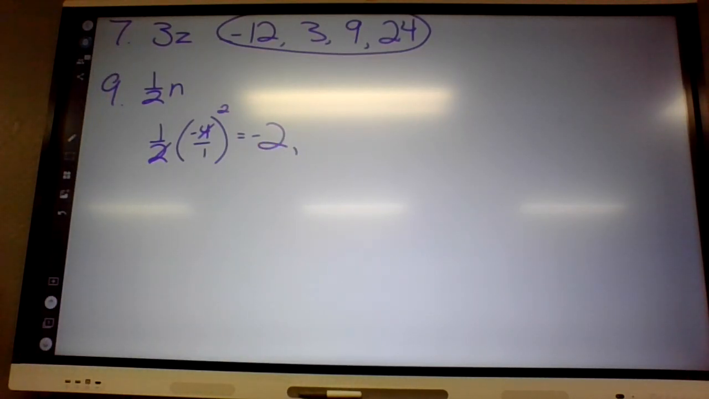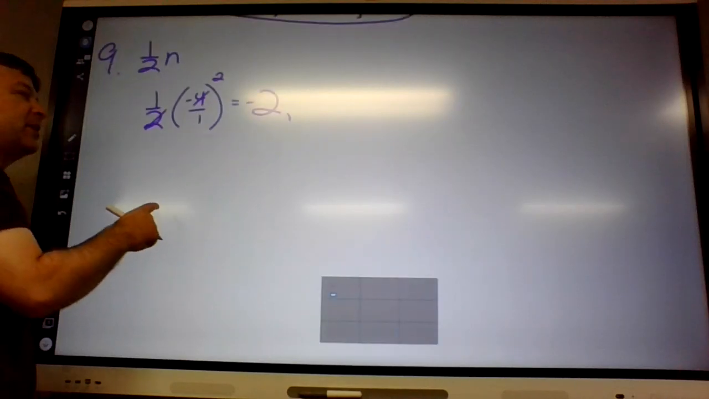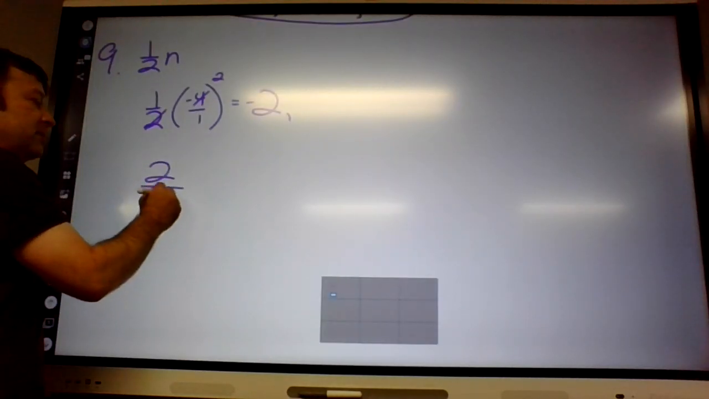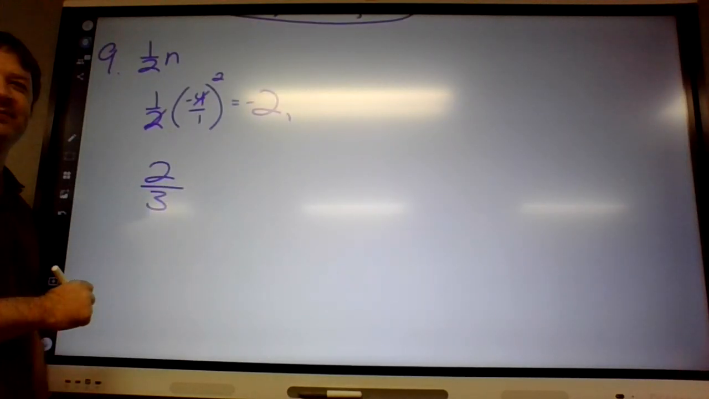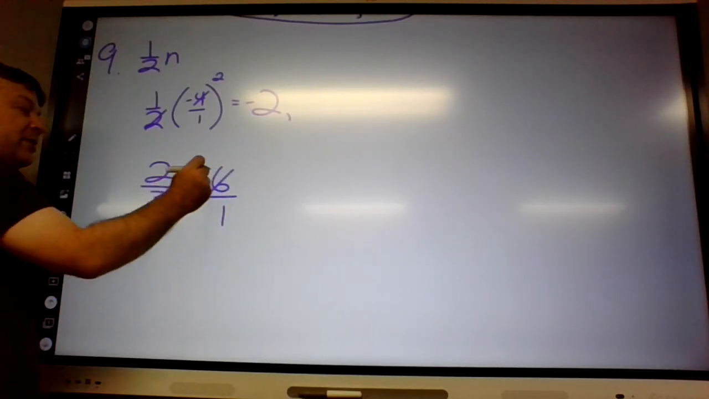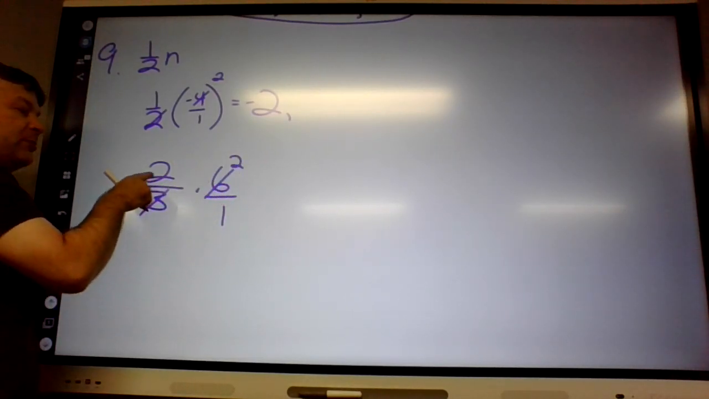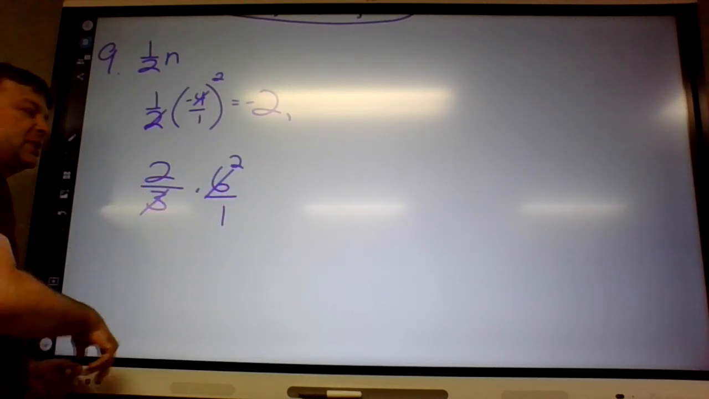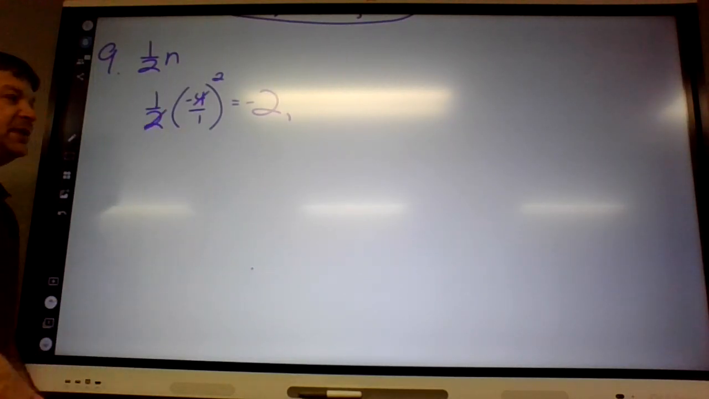And so if multiplying by 1/2 is like dividing by 2, what's multiplying by 1/3? It's like dividing by 3. How about multiplying by 2/3? It's like dividing by 3 and multiplying by 2. Okay, just for future reference. Okay, anyways, let's keep going.